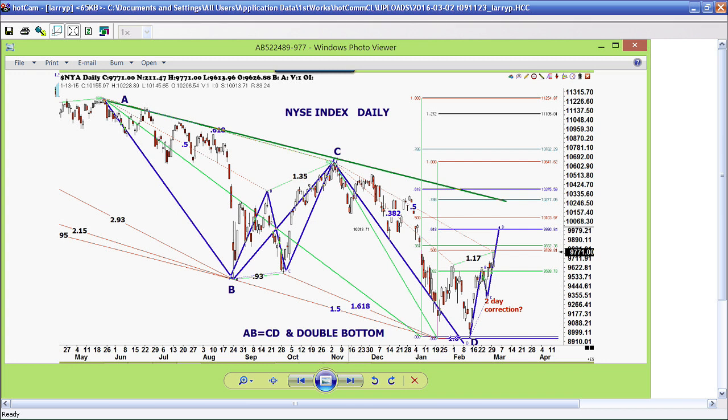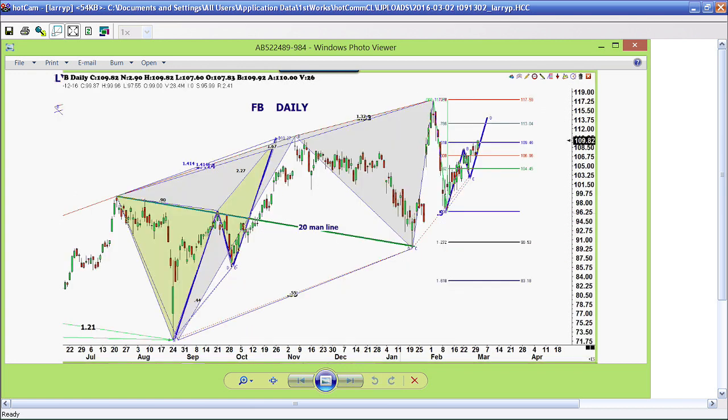The first one that someone's asked me about, of course, is Facebook, and we've had a pretty good run in Facebook. Now, yesterday, Facebook was able to get up to the 61% retracement during that big run-up. It got up to that 109.82. It's trading just a little bit below that right now, but there's also a possibility that we could get up to the 113 level. But the important one about this one, and this was happening back on January the 10th, when we were watching this January 20th, you notice that 20-minute line that was there.